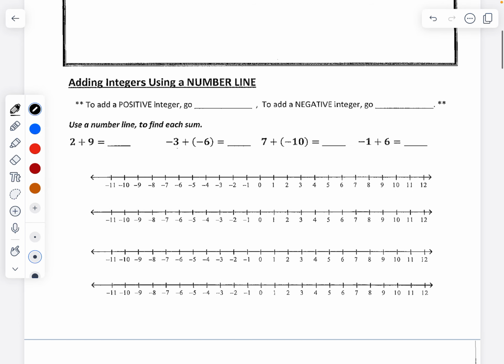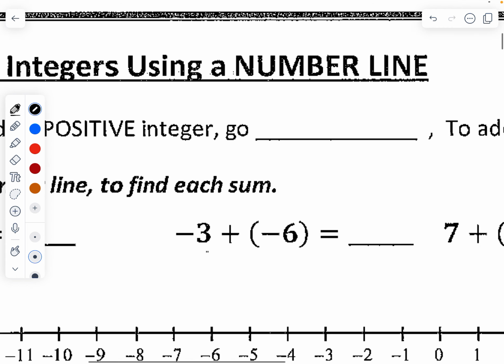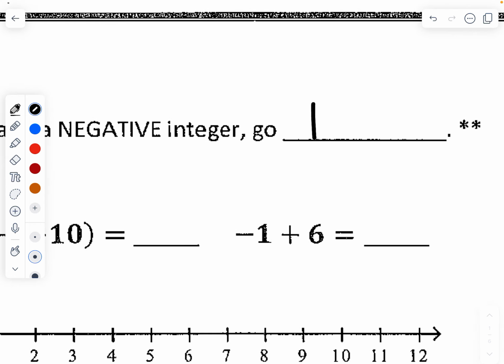So we are going to quickly show how to add integers using a number line, and then we're going to move away from using a number line, and hopefully we can just pick up the rules on how to do it separately. So to add a positive integer on a number line, you go to the right, which means to add a negative integer, you go left.